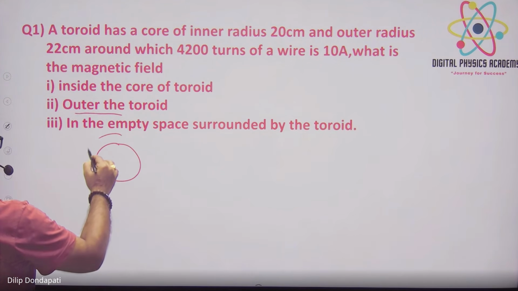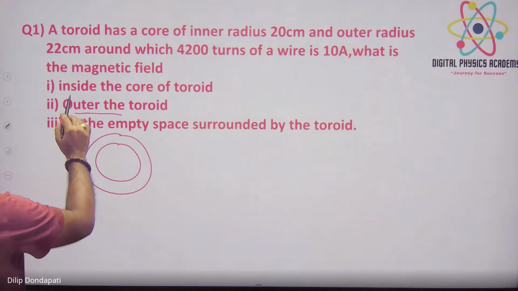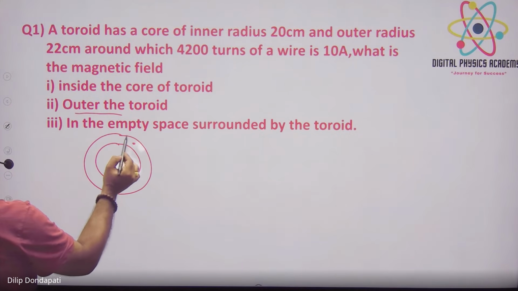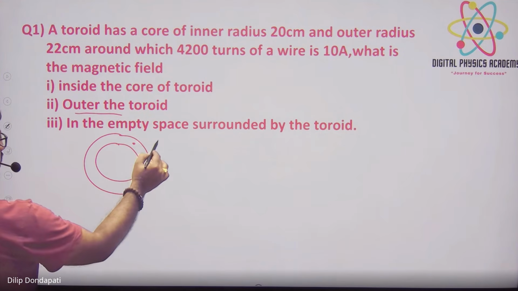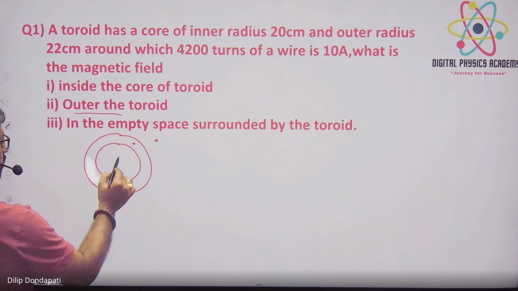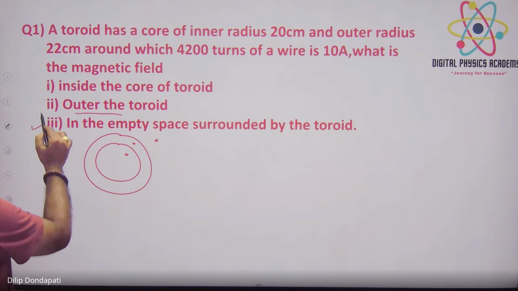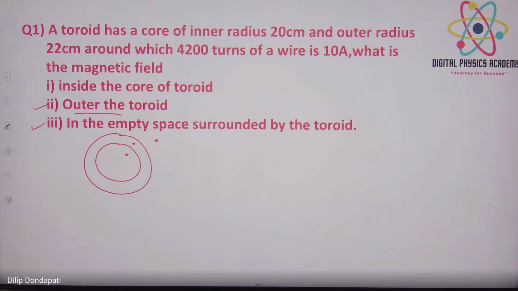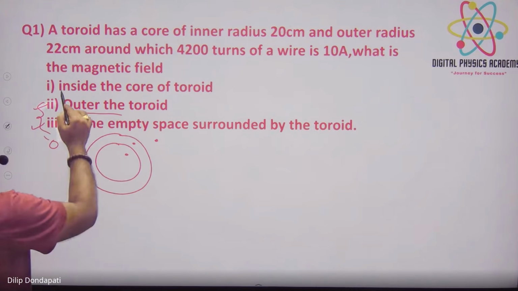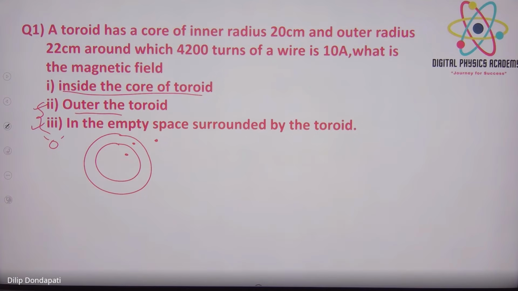See, inside the core means here. Second one, outside, is here, and the empty space is here. So how much will the magnetic field be for these? 0. Both of these will be 0. Now try to find the magnetic field inside the core of the toroid.